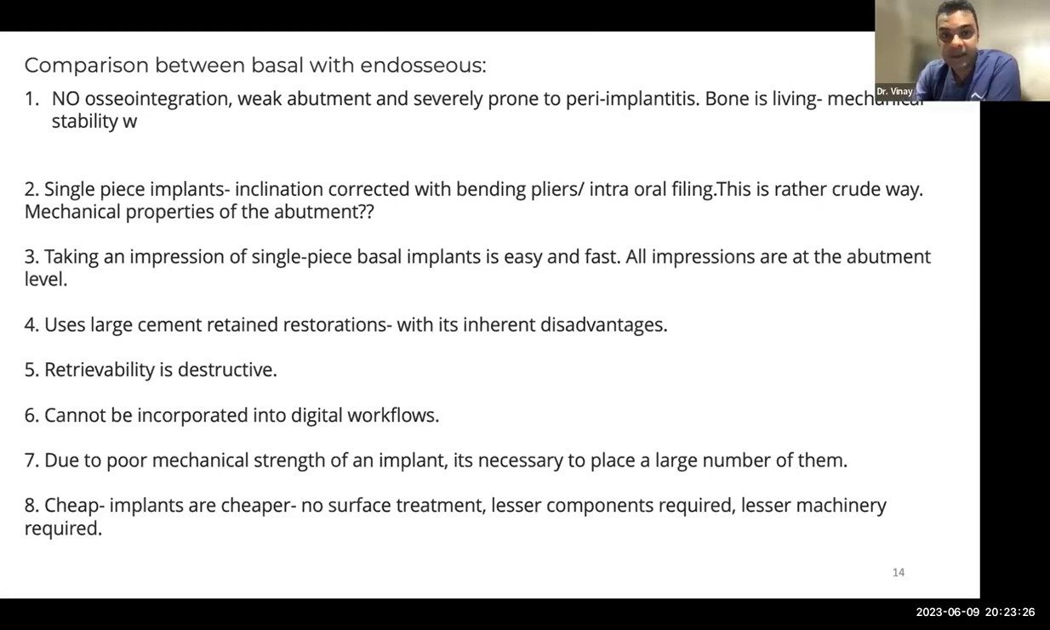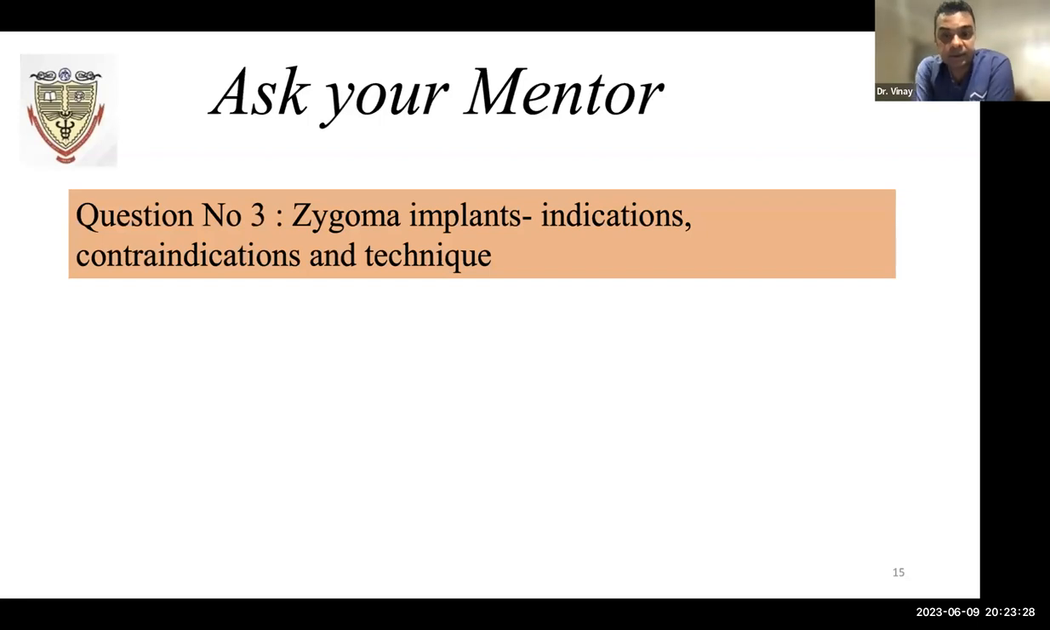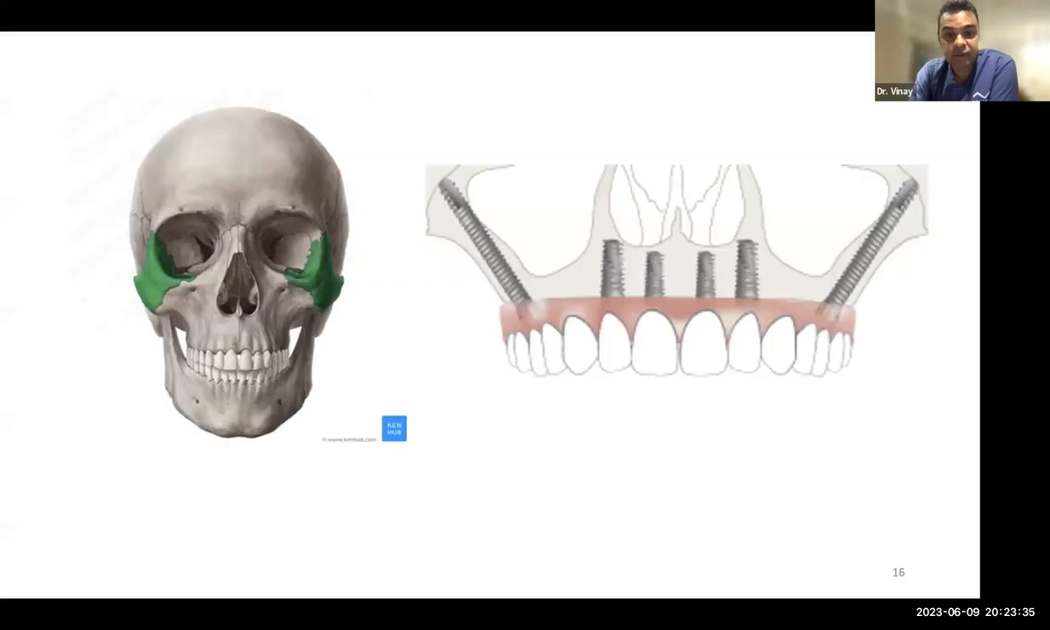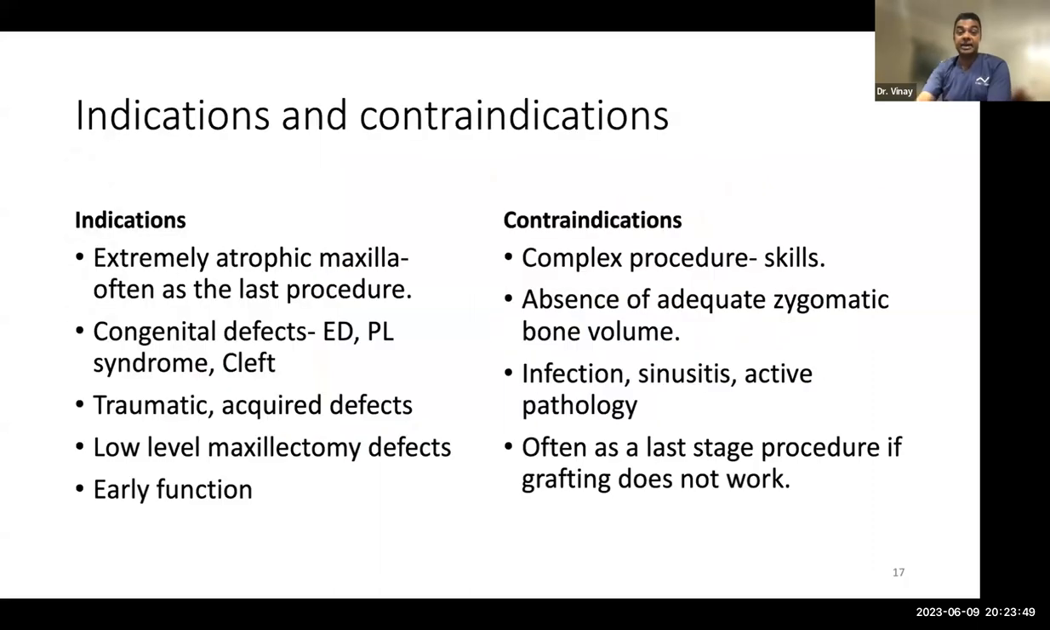Okay, thank you, Dr. Rohit. So next is about zygomatic implants, indications, contraindications, and technique, right? So zygomatic implants rely on this concept of remote anchorage, where you take stability from the cortical bone of this region at the zygomatic arch. They've been around for a long time, 1997 onwards.